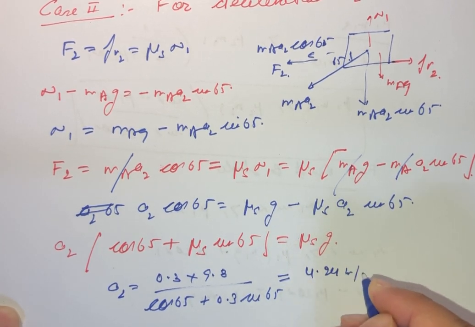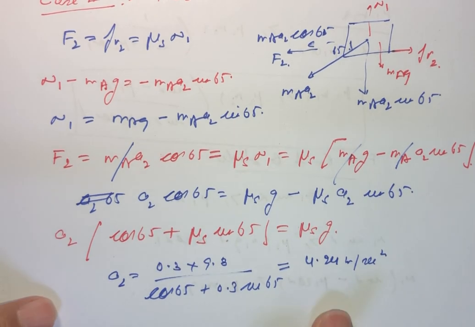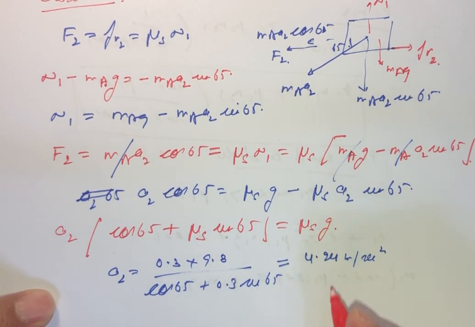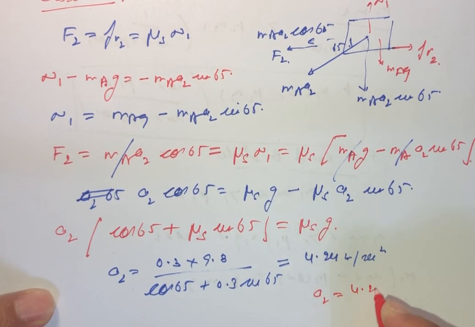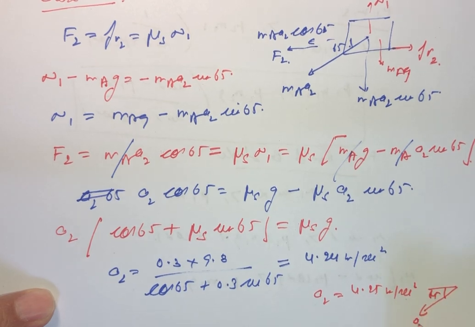This comes out equal to 4.24 meters per second squared. So you can see our A2 is equal to 4.24 meters per second squared, in a direction downward at 65 degrees.